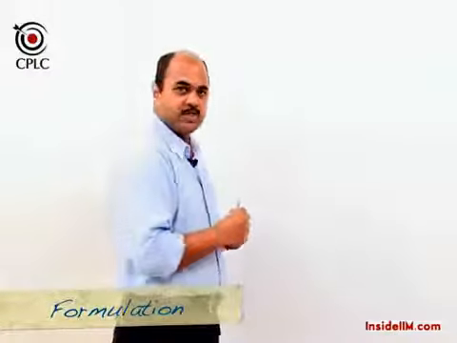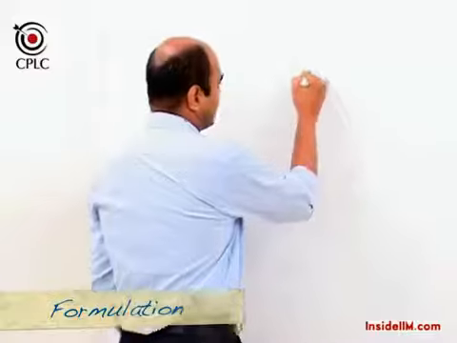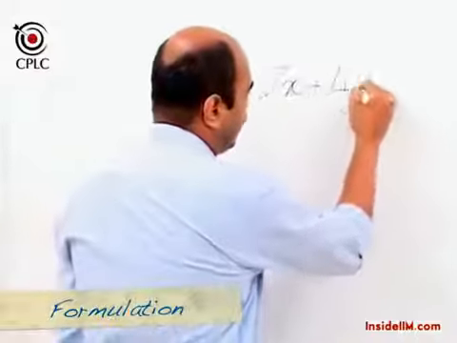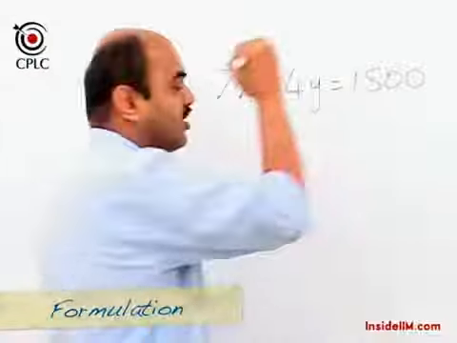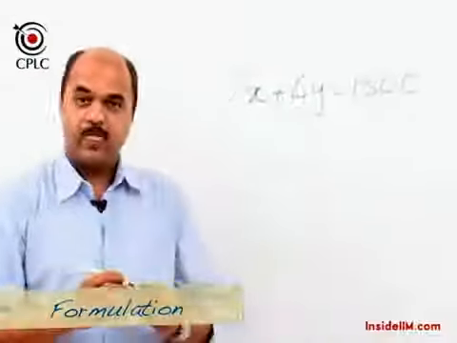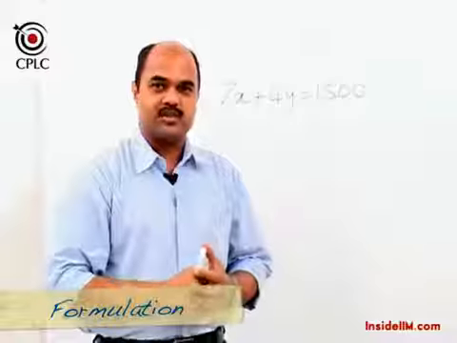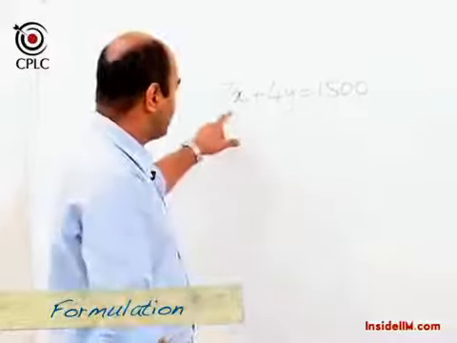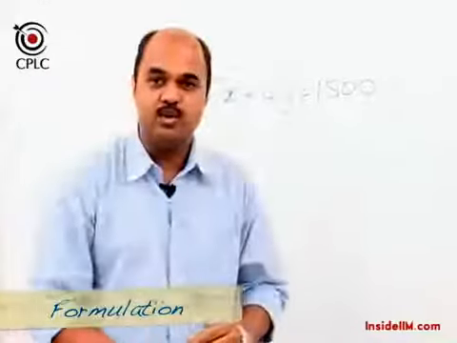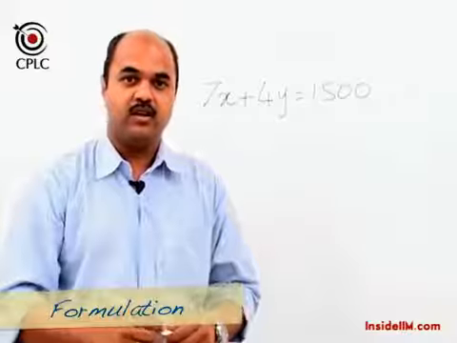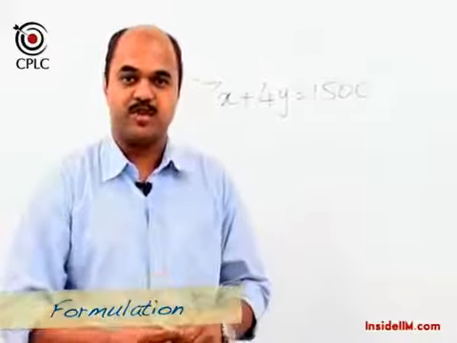The most common response that we would get is 7x plus 4y is equal to 1500. Is this wrong? No, this is not at all wrong. This is absolutely right. But out of our experience, we can say that instead of using x and y, if we use some other variable, our entire solution will become simpler.